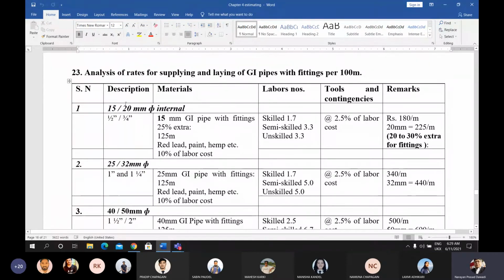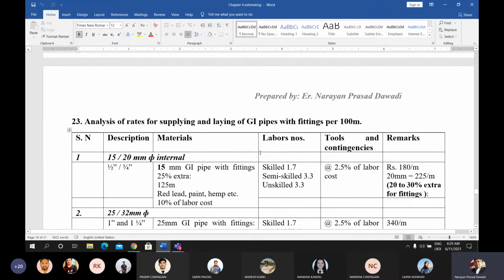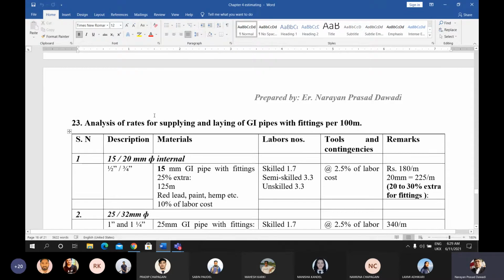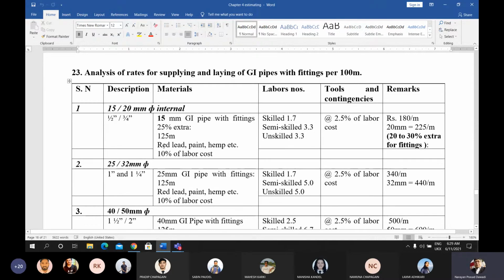If you have to provide analysis for the 15 diameter pipe, then write 15 diameter GI pipe with fittings, charge 25% extra. If you have to provide 20 diameter pipe, instead of 15 write 20 diameter GI pipe with fittings with 25% extra. Okay, in this way you can provide this. For the 100 meter length, if you provide 25% extra, then the length of the pipe will be 125 meter.